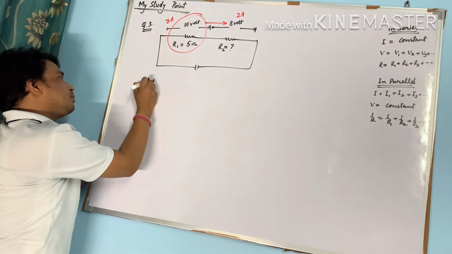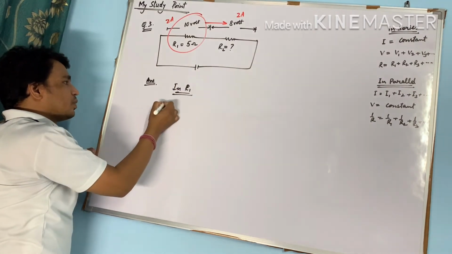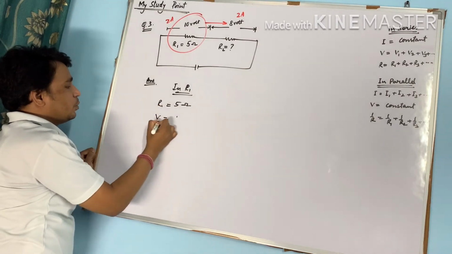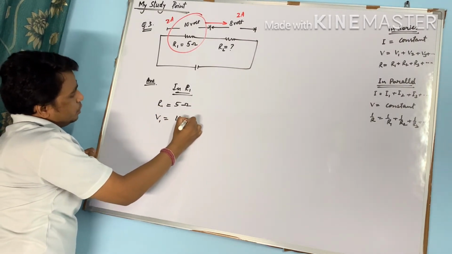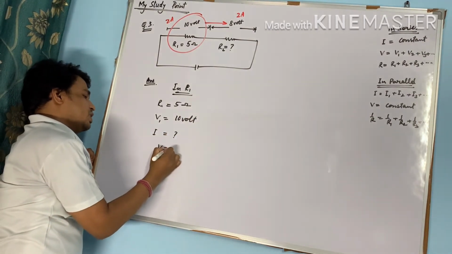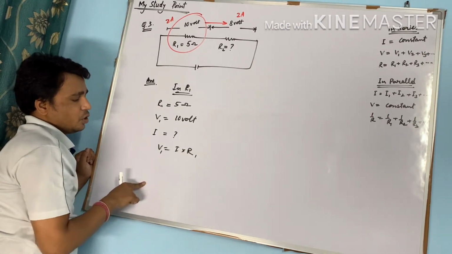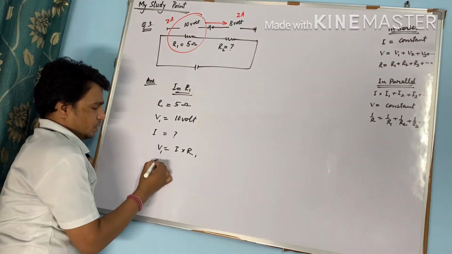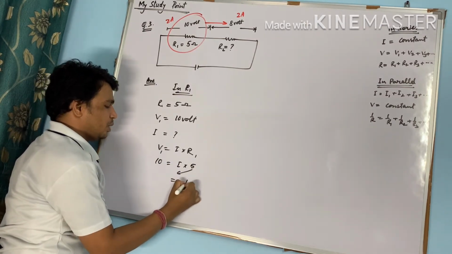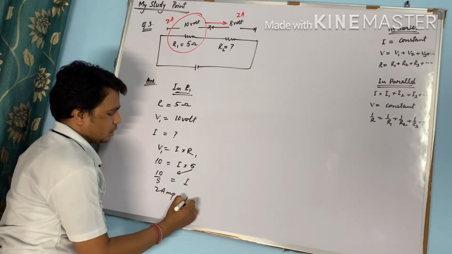See the solution. In R1 is given how much? 5 ohm. Voltage is given how much? That is 10 volt. So calculate the current in R1. Okay. So V is equal to I into R. That is V1 is equal to I into R1. Since I is constant, put the values. 10 is equal to I into 5. So current will come out to be how much? 10 by 5. 2 ampere is the current. Okay.